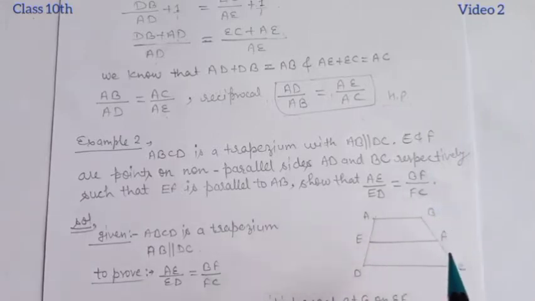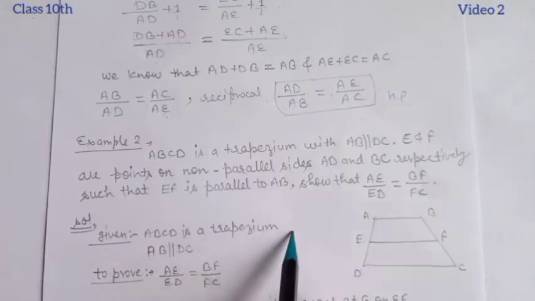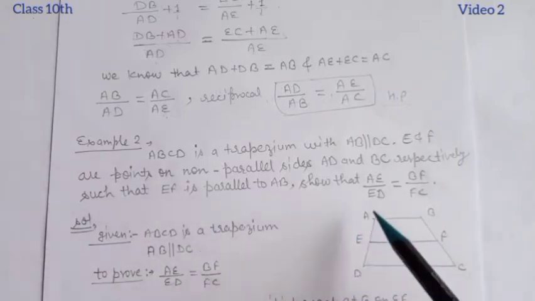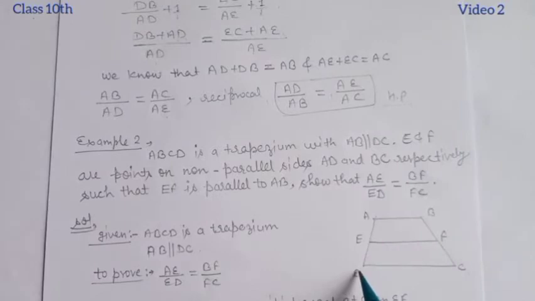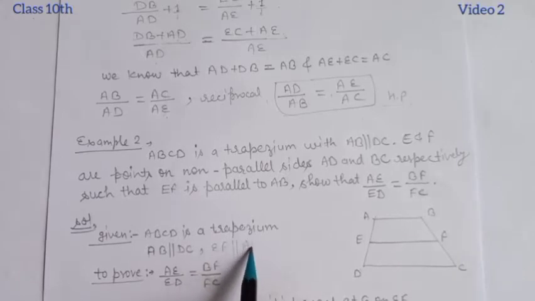Same as before, whatever is given in the question, we have to think about it and write it down, and then write what we have to prove. What is given? ABCD is a trapezium, so write that down. Another thing given is that AB is parallel to DC, and one more thing is that EF is parallel to AB. So, two or three things are given here.